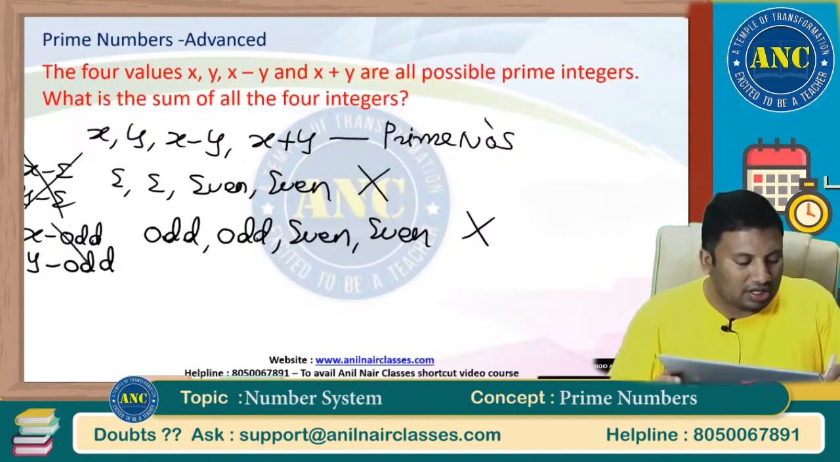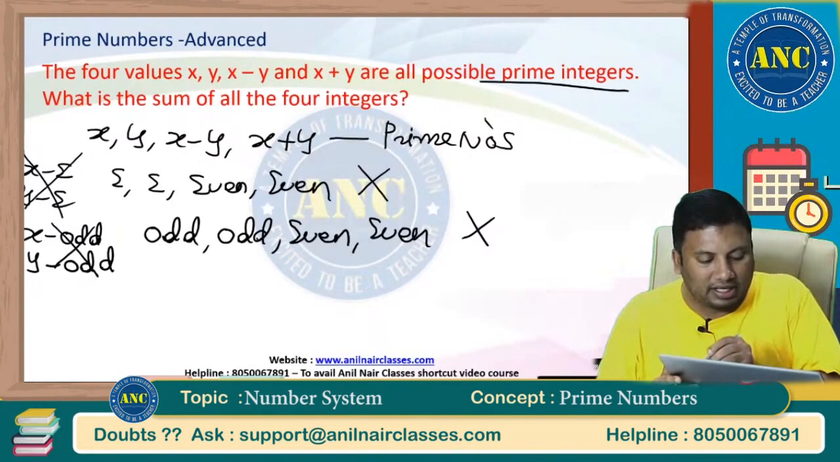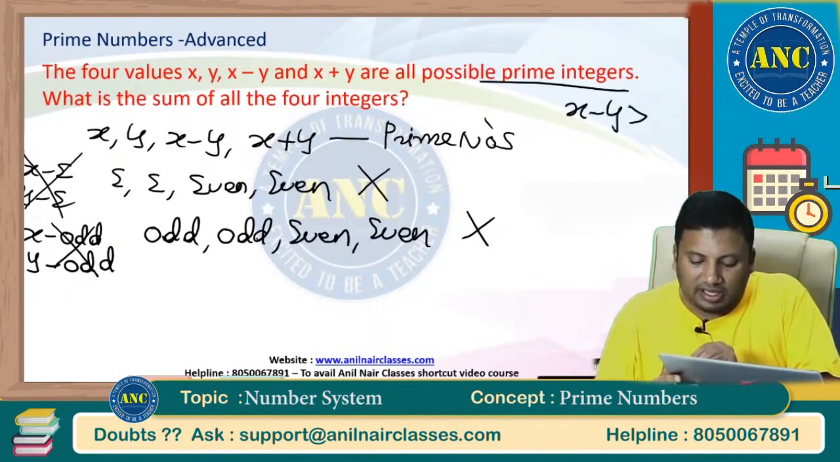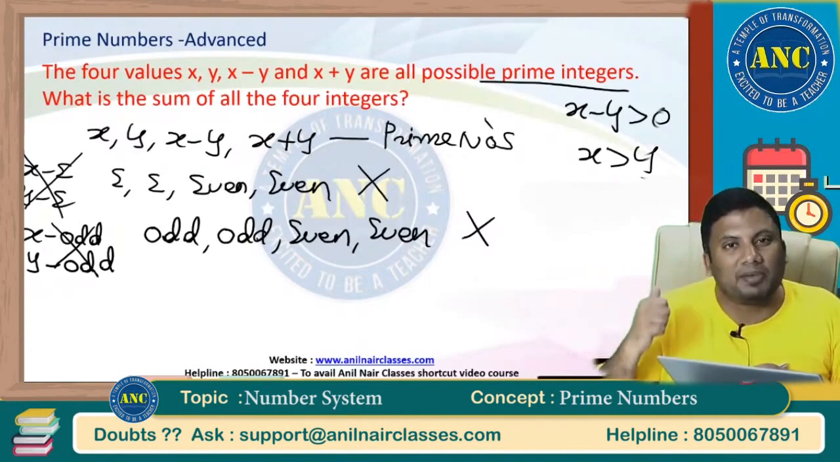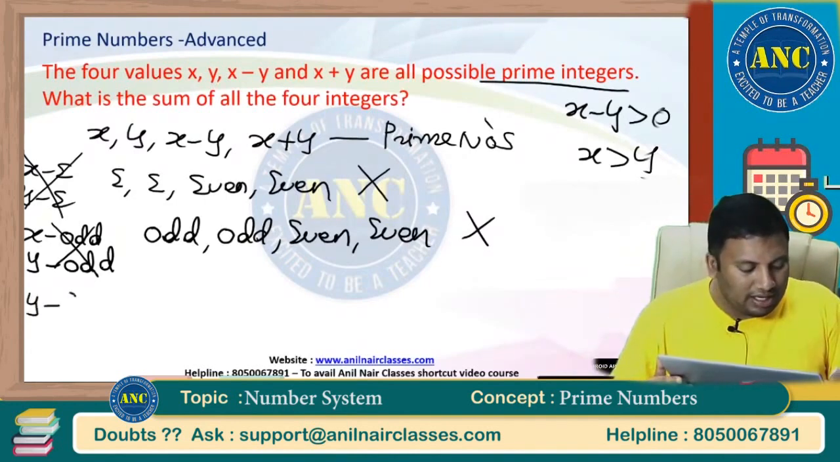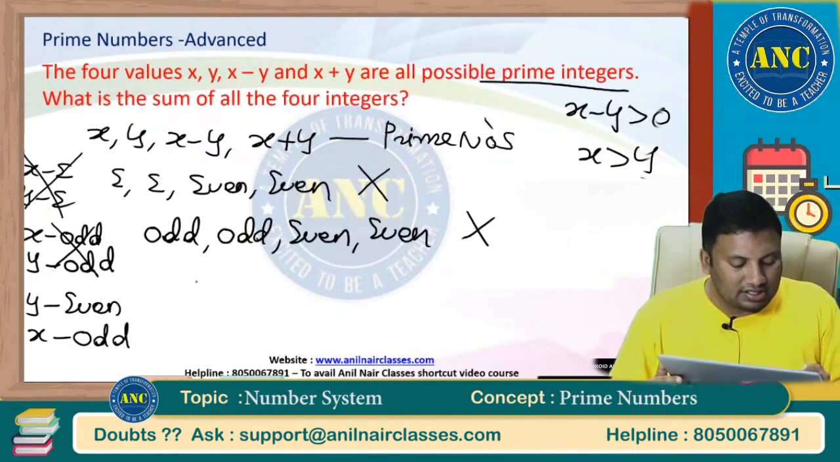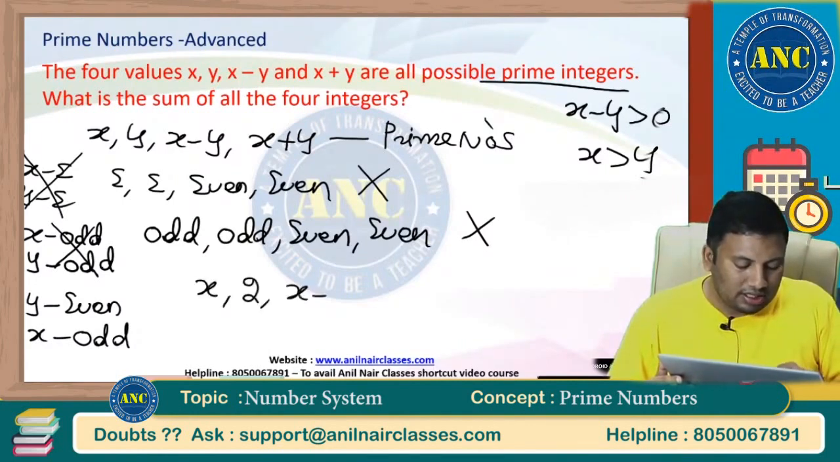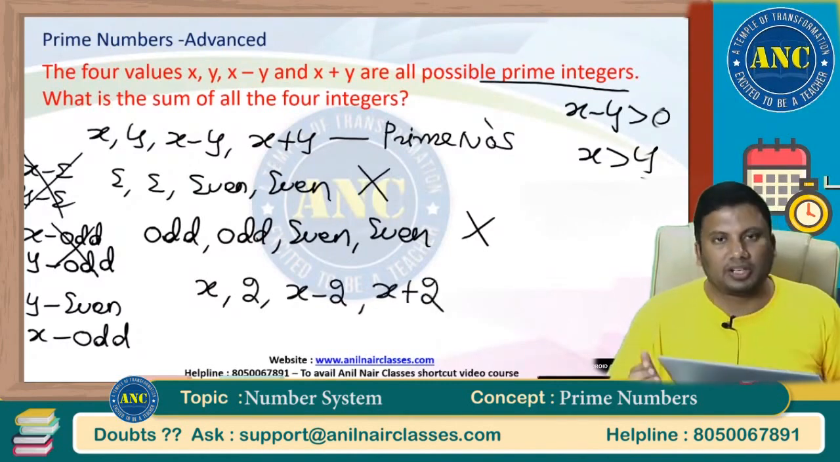Second case, not possible. x minus y, x plus y are all prime integers. So x minus y is greater than 0, x is greater than y. x cannot be an even number, since 2 is the lowest even number. That means the only case is y is an even number, that is 2, and x is an odd number. These are nothing but x minus 2 and x plus 2.